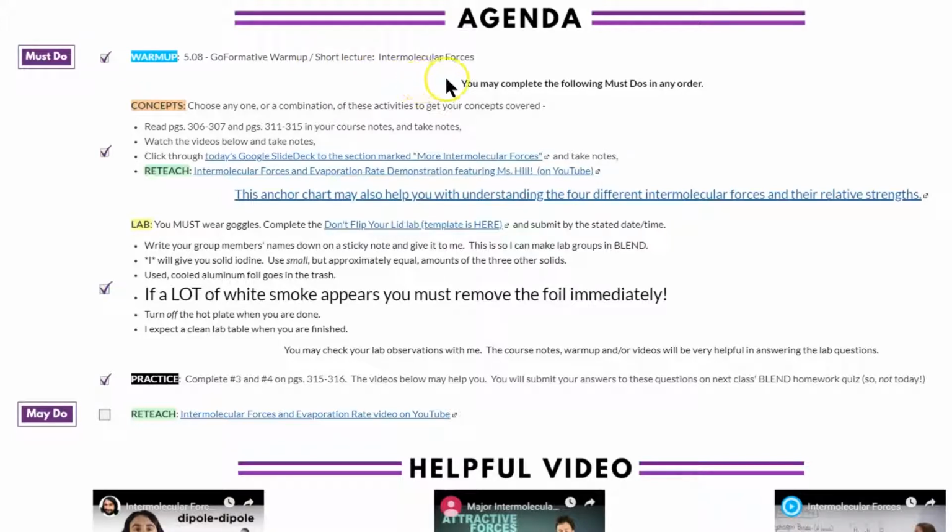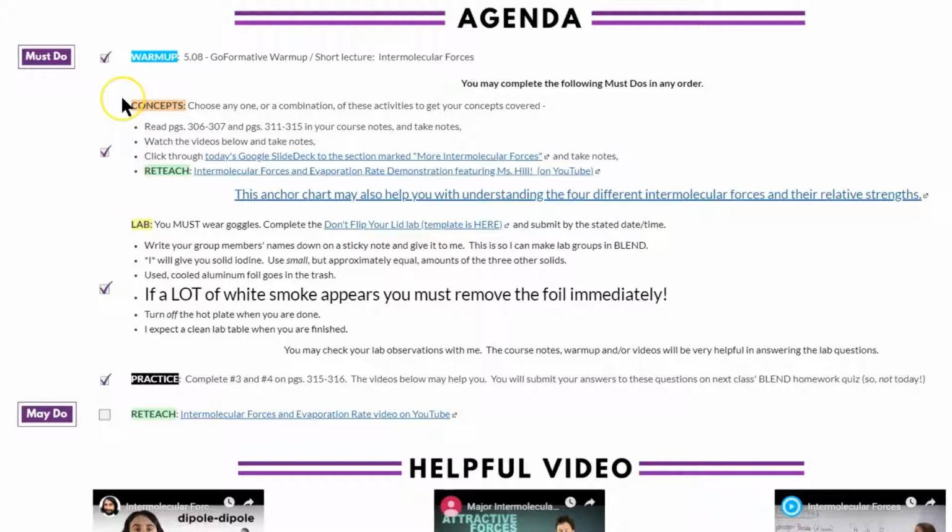I stated here in the agenda that they could, for this lesson, complete the following must-dos in any order. So in other words, they could choose to focus upon getting their concepts down, or they could go ahead and start their lab in groups that they chose. So for this particular topic, it didn't matter whether they chose to do their concepts first or their lab first.